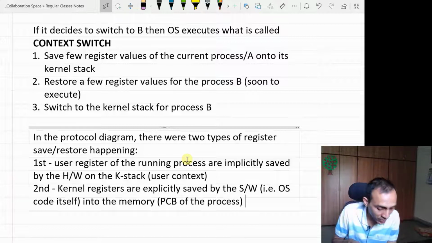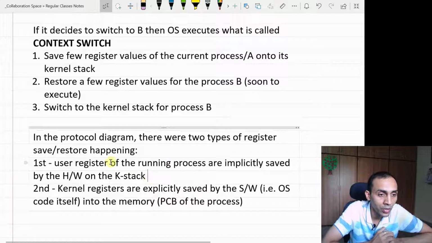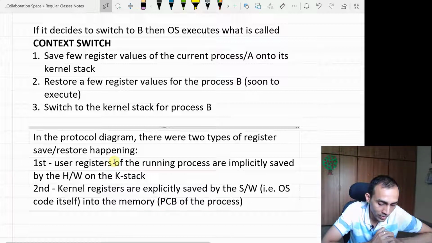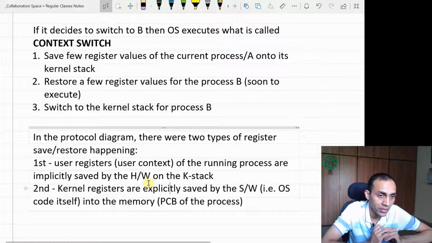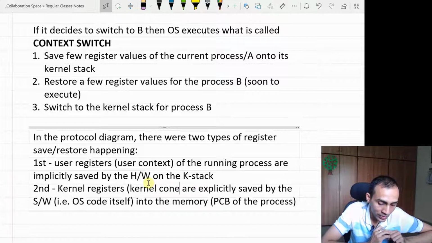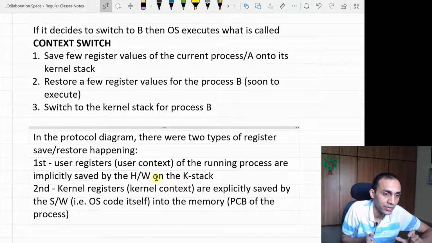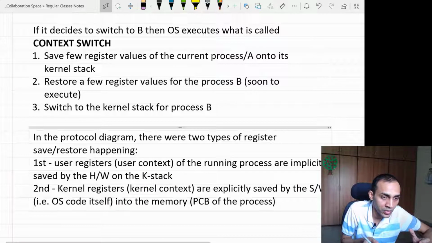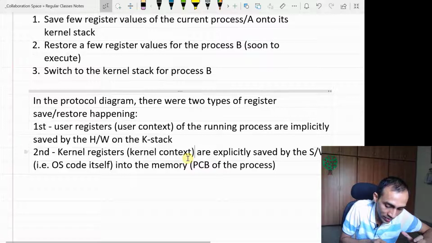So what is a kernel register and what is a user register? As I said, when the process is running in user mode, whatever register values are there at that point of time are called user registers, or user context. But when the same program is running kernel code, during a system call or whatever, we say that is the kernel context, because at that time also there will be some CPU register values. All those things are called the kernel context.